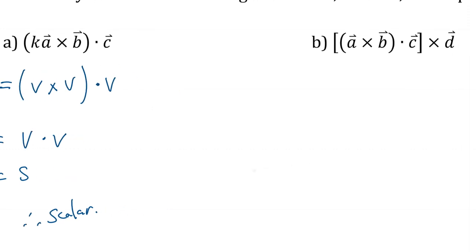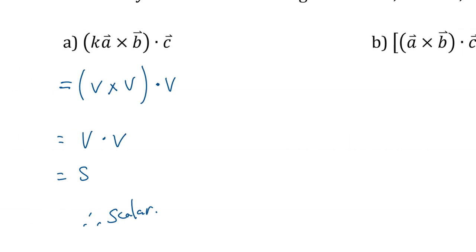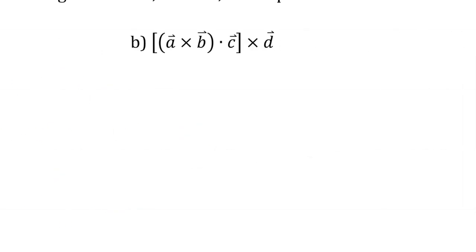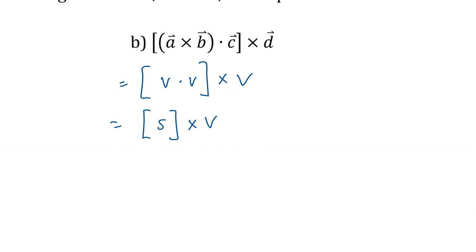Okay. An example of when this wouldn't work is if we got down to the end here and it was a scalar dot vector or something like that. We can't take the dot product of a scalar and a vector. A dot product involves two vectors, right? It has to. Okay, so same thing. A cross B is a vector dotted with another vector. And then I'm crossing it with another vector. And the dot product gives me a scalar. So scalar crossed with a vector. Well, you can't do that. Cross product involves two vectors, so this is not possible.